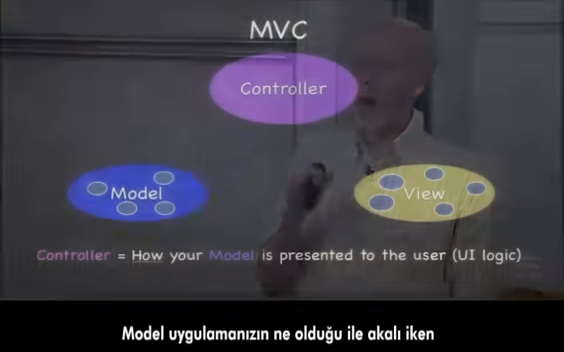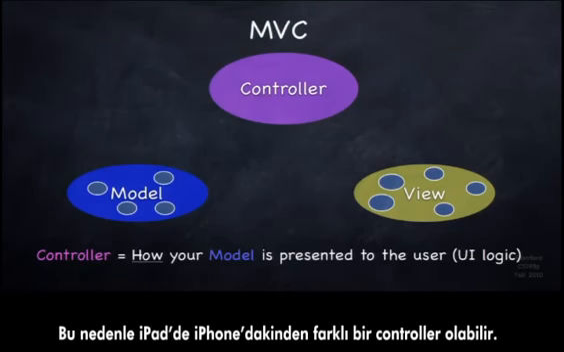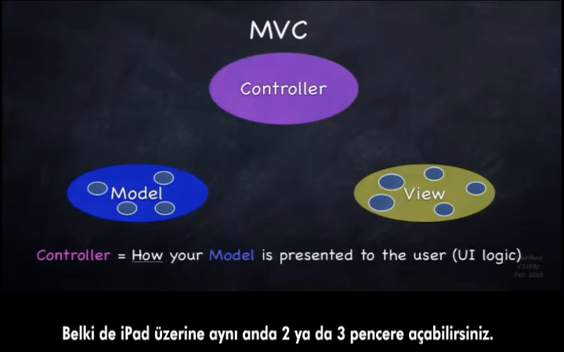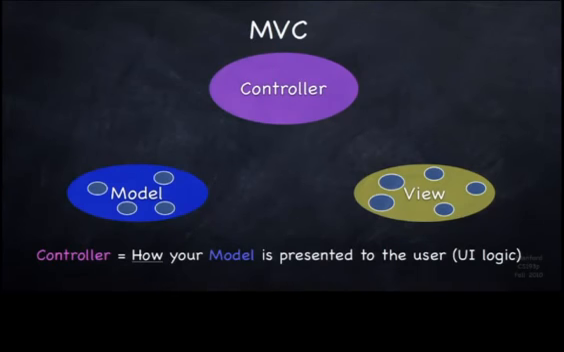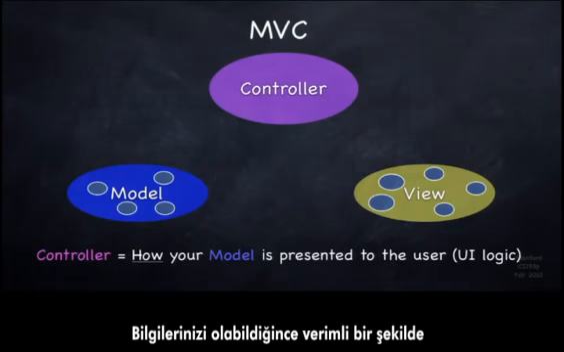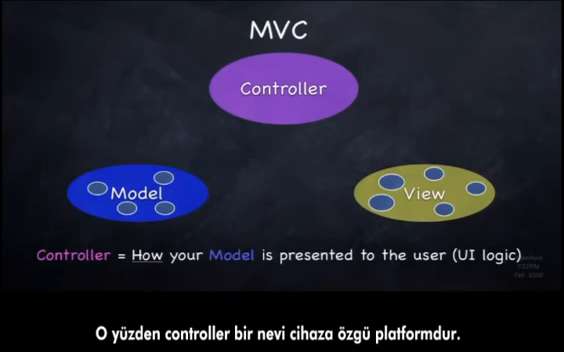Since the model is just what your application is, it's the controller that is how it gets displayed. So you might have a different controller on the iPad than you have on the iPhone. Why is that? Well, the iPad has more screen real estate. Maybe you can get 2 or 3 windows up at once on an iPad. iPhone, very small screen real estate. You want to use it very effectively. You're not going to put 3 windows up. You're going to have 1 window and try to communicate the information as effectively as possible. So the controller is kind of platform specific.